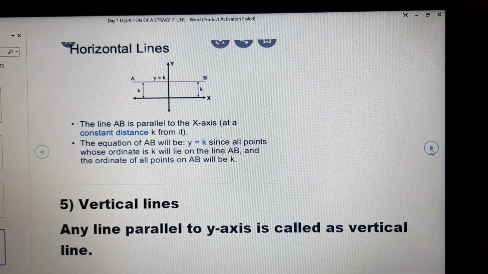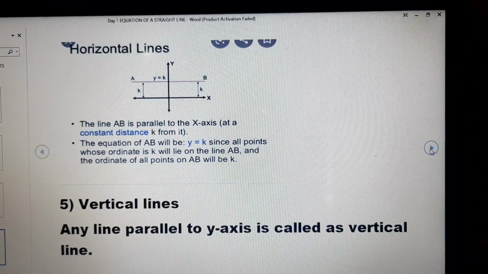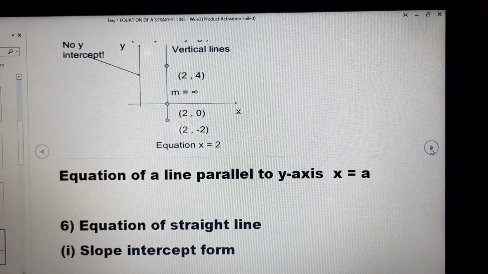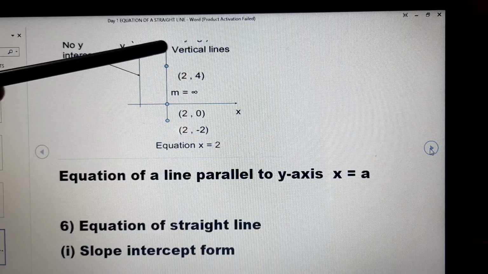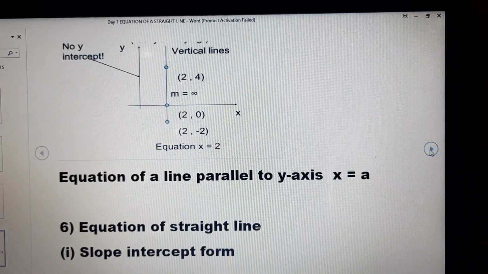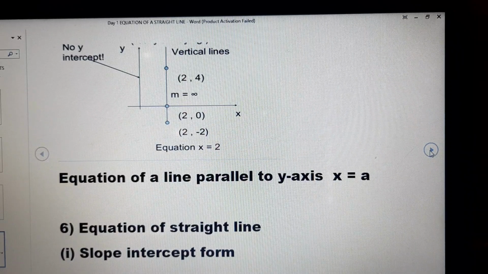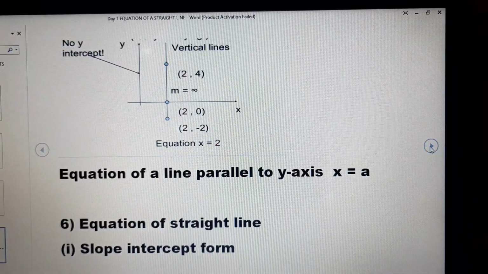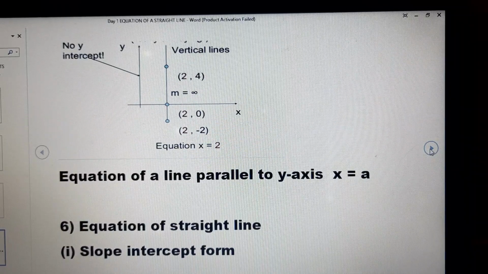Likewise, vertical lines. Vertical lines means any line which is parallel to the y-axis is called a vertical line. You can see in this diagram a line on which you can see different points. This line is actually parallel to the y-axis. And if it is parallel to the y-axis, it will not cut the y-axis anywhere. It will not intersect the y-axis anywhere.